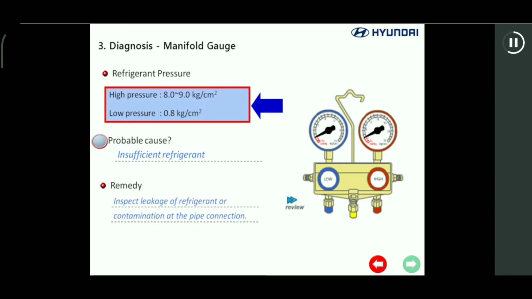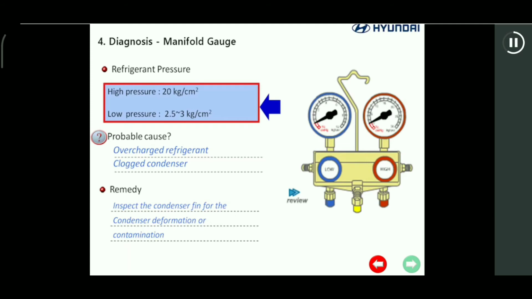Number 4. If high pressure is 20 kilograms per centimeter square, low pressure is 2.5 to 3 kilograms per centimeter square, the possible problem can be overcharged refrigerant or clogged condenser. The remedy is inspecting for condenser fins damage, condenser deformation, and also for condenser clogging.